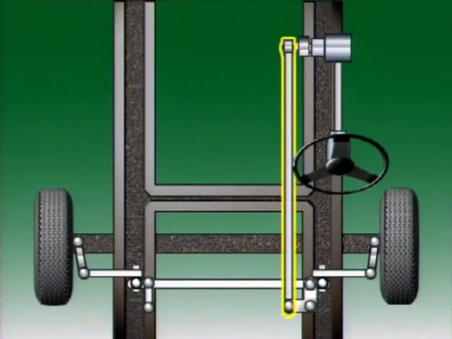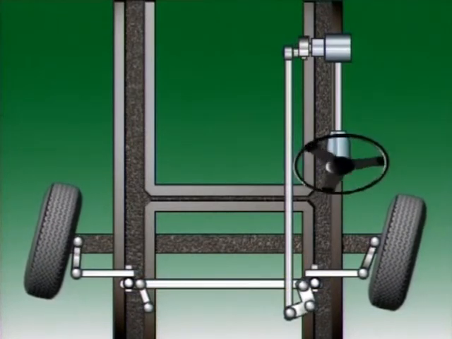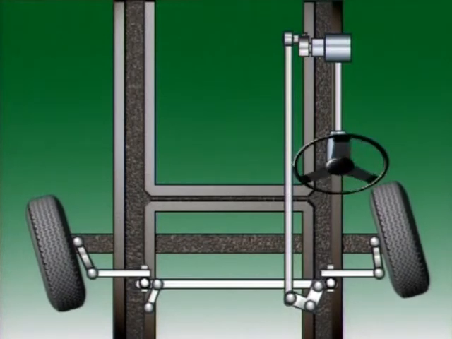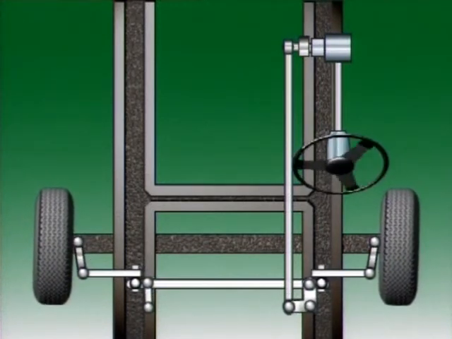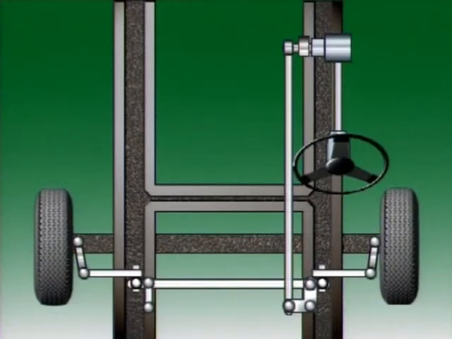A drag link transfers movement of the pitman arm to a relay lever which has two arms, one connected to the drag link and the other to the idler by the track rod. The longitudinal movement of the drag link pivots the relay lever. This transfers the motion through the track rod to the idler arm and through the tie rods to the wheels.